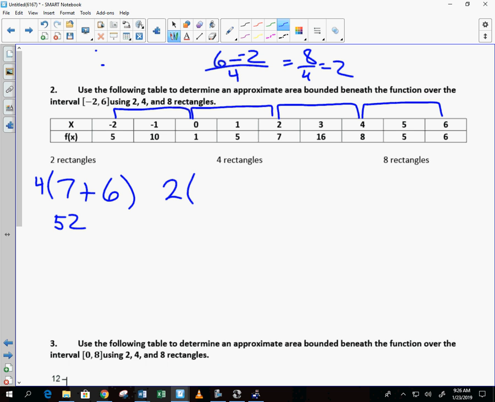Okay, so where do I evaluate the first height? And I get the second height is at, and then the next height is at 4, and I get 8 and 6. So I've got, let's see, 16, 22, times 2, I got 44. Is that what you got? Okay, you try the next one on your own.